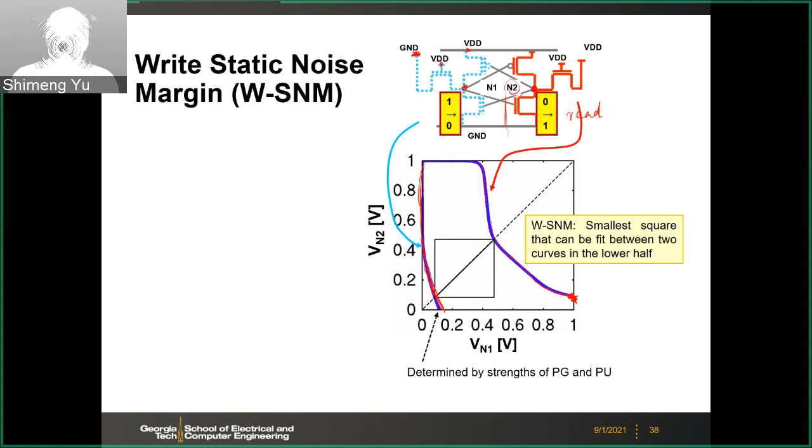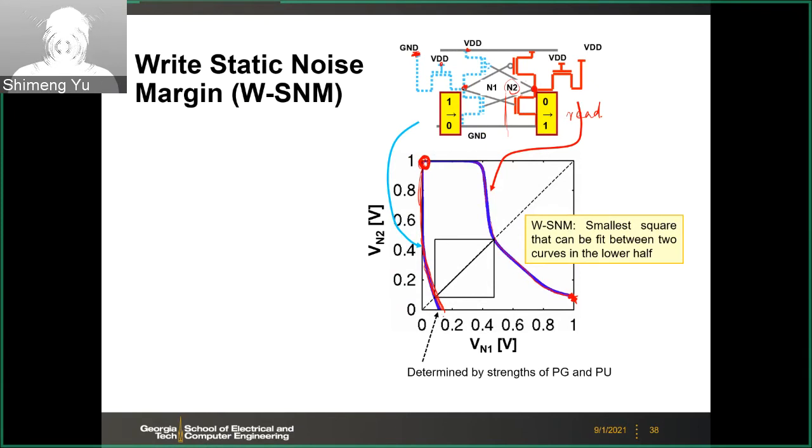If you do that, you have this curve. First of all, if you look at those two curves here, you will only have one intersection. Why is that? Because this is the write operation. You want to deterministically write your data to be this one. In this example, it's V1 equals 0, V2 equals 1. So this is the data pattern you want to write. So you want to have only one intersection.